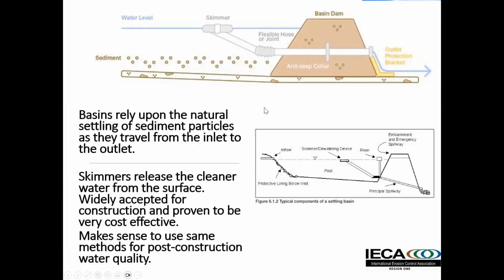So as said, for water quality, typical basins are going to rely upon the natural settling of sediment particles as they travel from the inlet to the outlet. So your inflow here, you're going to come down and reach your outlet structure. The skimmer, if you use that, is going to release the cleaner water from the surface.